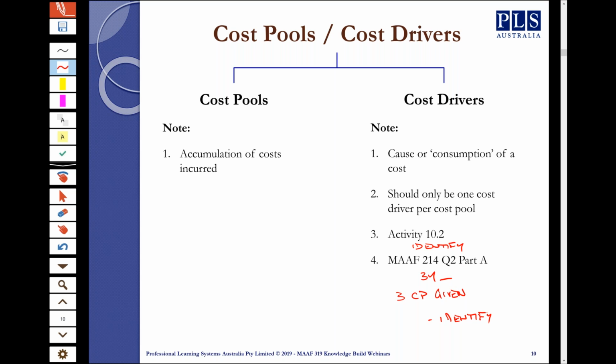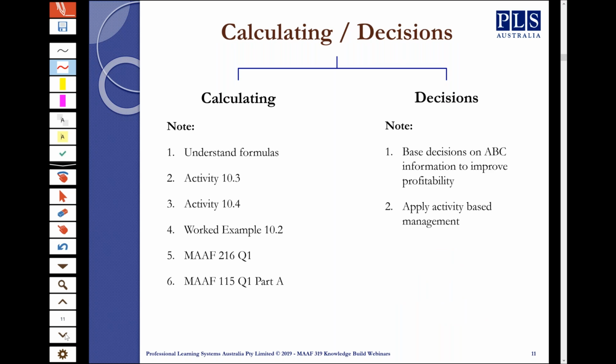Once you've identified your cost pools and cost drivers, however, that's when you need to get into your calculations. Now, straight away, you'll note that we've got activity 10.3, activity 10.4, worked example 10.2, which are all based around you calculating using your activity-based costing formulas. I'll also note that it was 216 and 115 when we've seen probably the last of what I would call a direct activity-based costing question where you're basically looking at costing for a product.